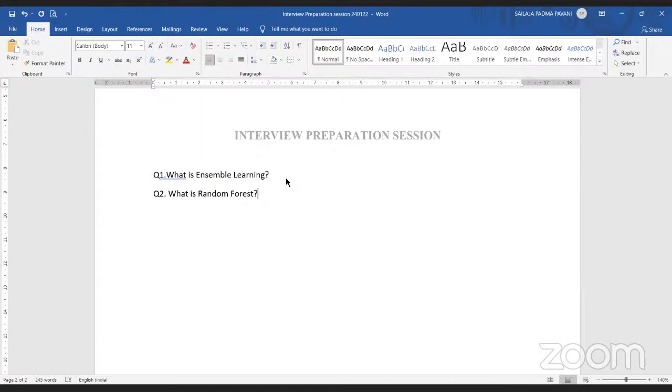You might have heard about some base models. What do you mean by base models? My next question is, what are base models?